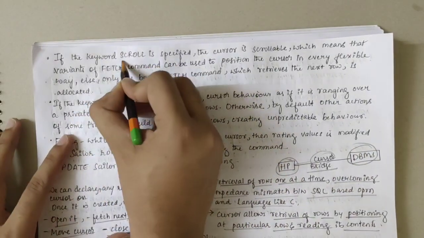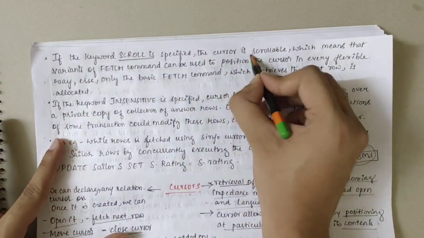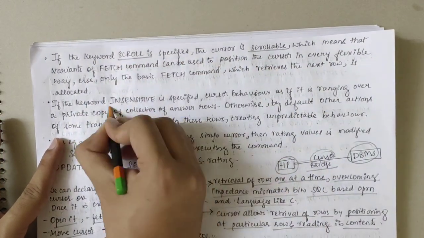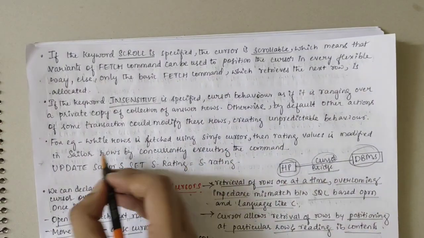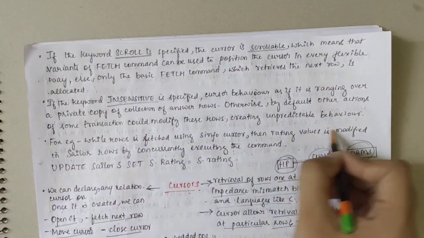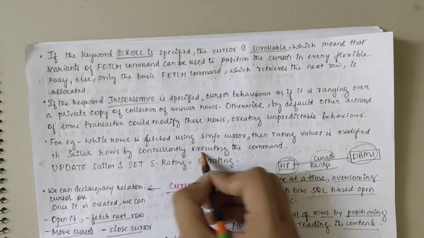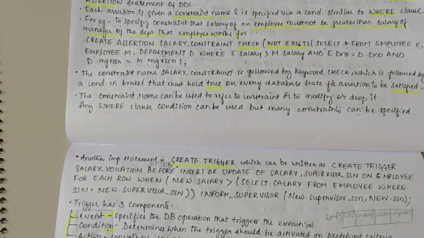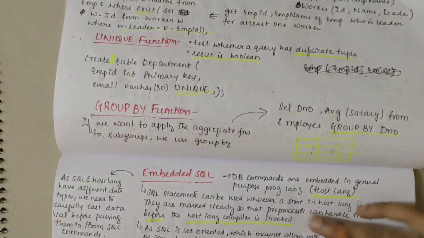Then here, if the keyword scroll is specified, the cursor is scrollable. This I have explained. Then we have insensitive. Insensitive also I have explained. Then while rows are fetched using the sailor cursor, the rating values are modified in the Sailor rows by concurrently executing. Yeah, this is also the same. So this was about properties of cursor.